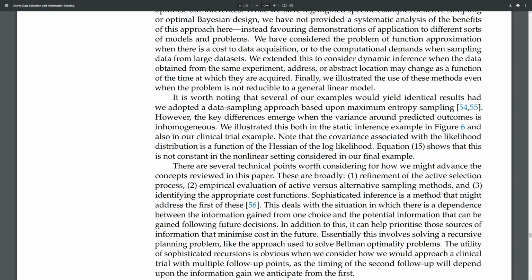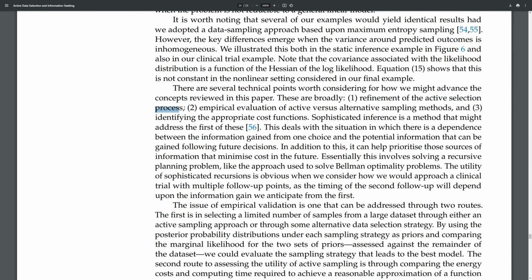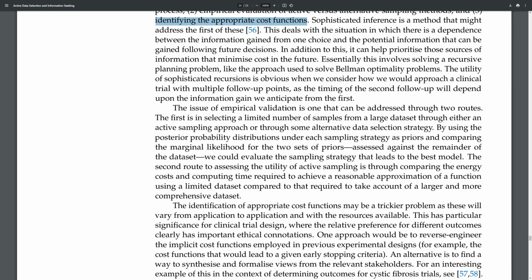So there's going to be 3 areas for advancement that we're going to talk about. Here we go. Several technical points. The refinement of the active data selection process, the evaluation versus alternative sampling methods, and identifying the appropriate cost functions. So for the first, from choice 1, essentially, we're going to need more sophisticated recursive planning. And of course, it's recursive. Everything is recursive these days. And we need to figure out how to handle these sequential dependencies in order to improve the decision-making frameworks.